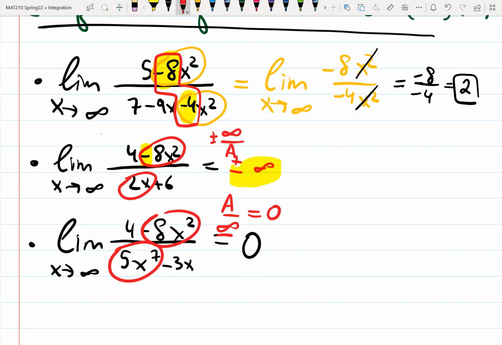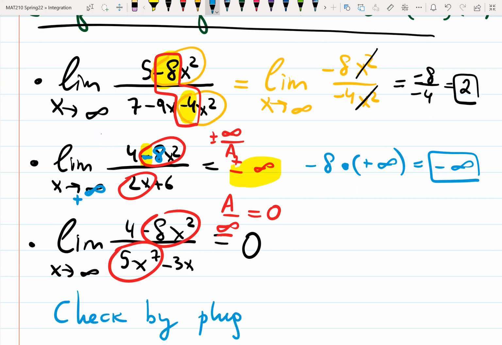Negative infinity, because minus 8 was multiplied by plus infinity. So it was like this, minus 8 times plus infinity, that is minus infinity. You can also check it with huge numbers. You can put some million in 4 minus 8x squared over 2x plus 6, and it will give you negative and huge numbers. That's how you know that you're correct. That's how you can actually check your calculations.